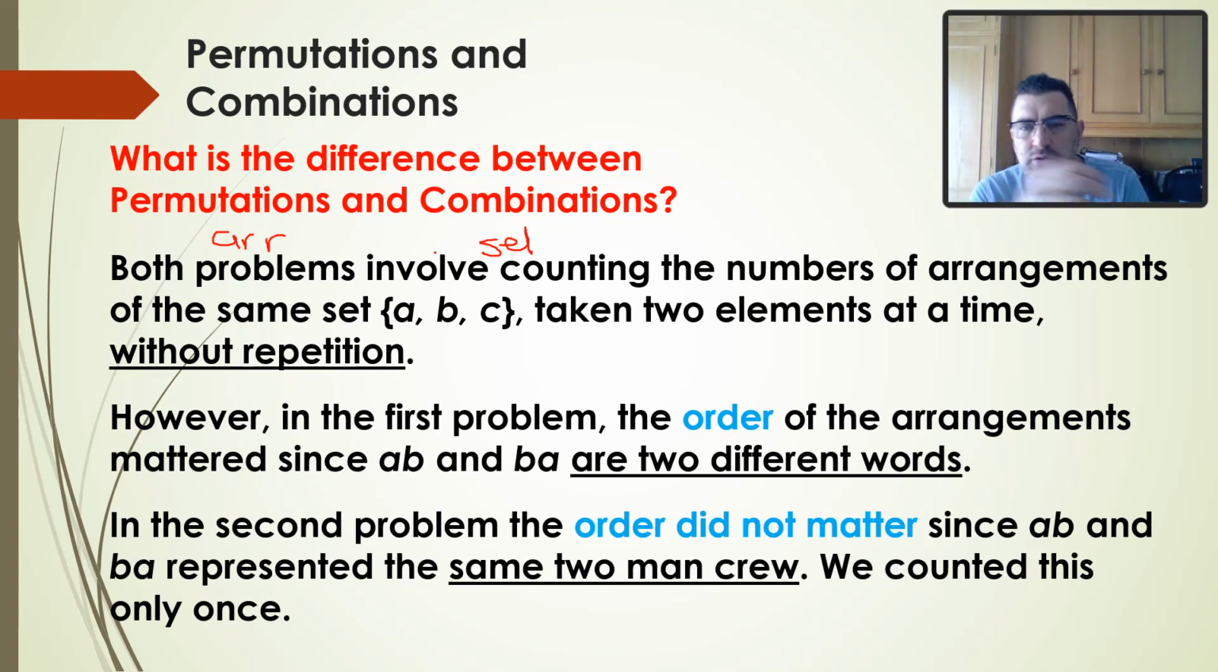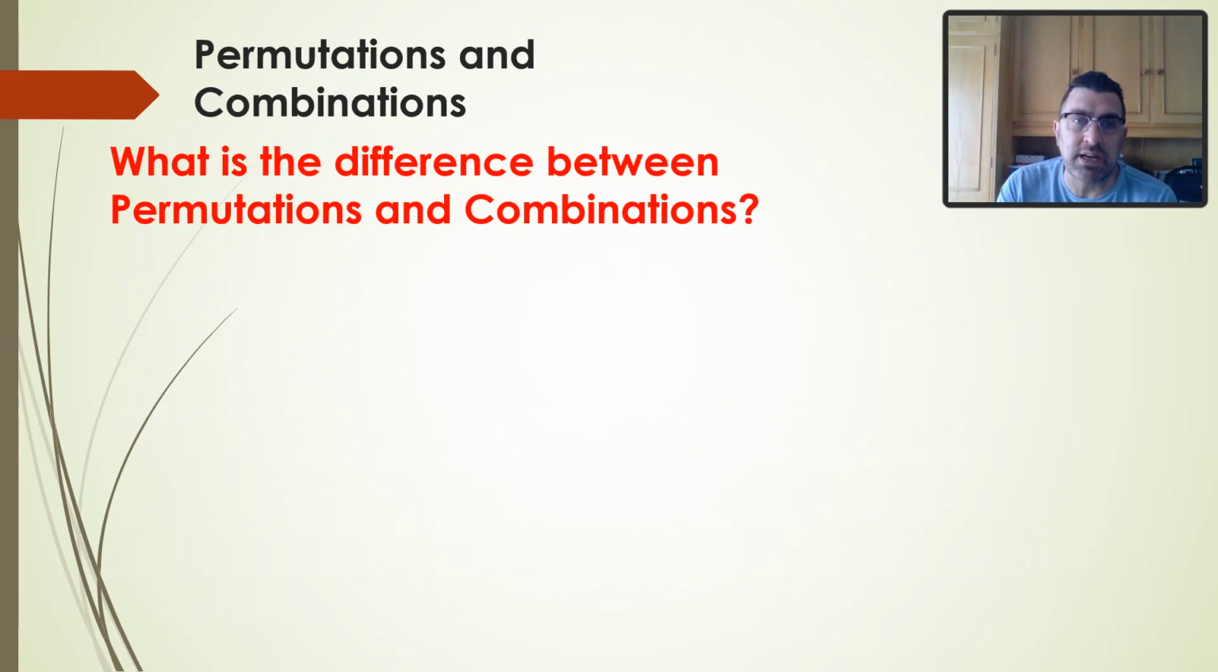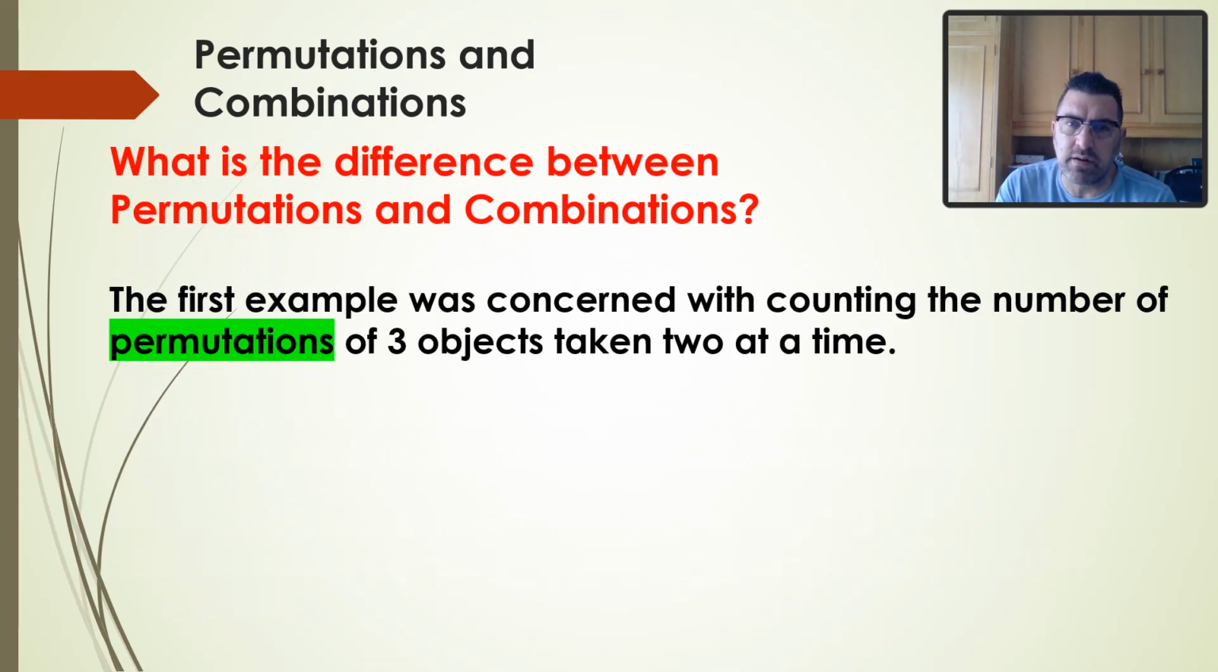In the second one, the order didn't matter, since A, B and B, A represented the same 2-man crew that we counted. I think this example exemplifies the difference quite nicely. So the first example was concerned with counting the number of permutations. Remember, we said for permutations, the order matters. We are arranging things. Then it's a permutation.